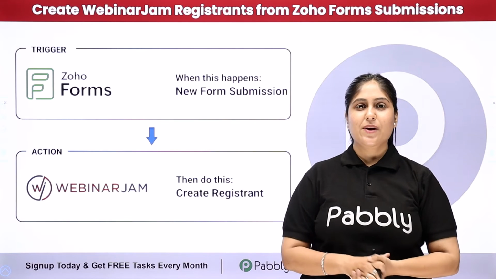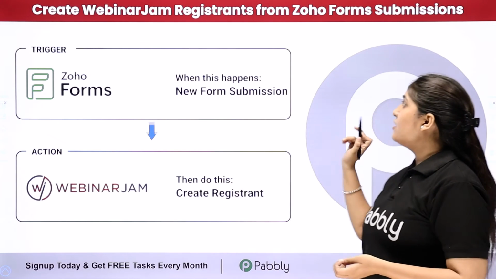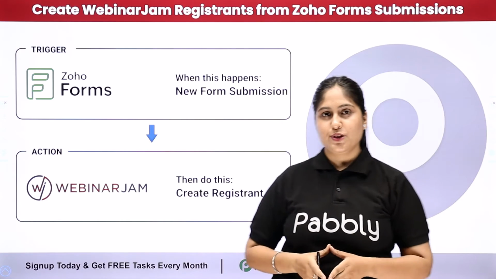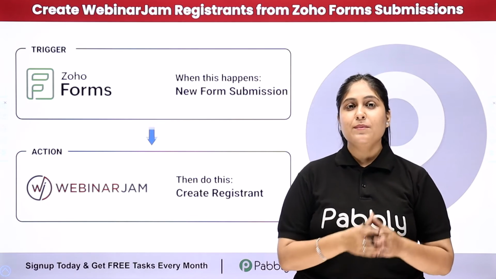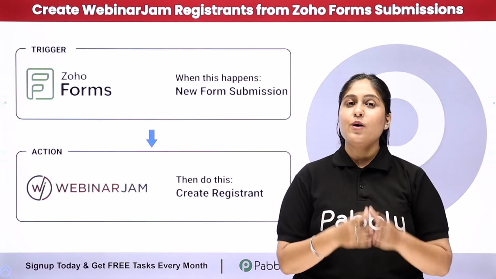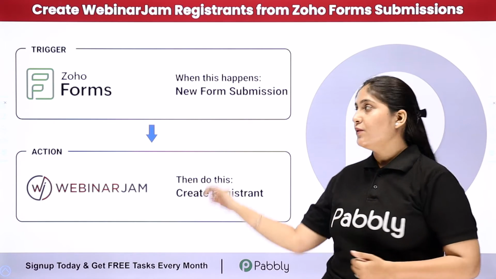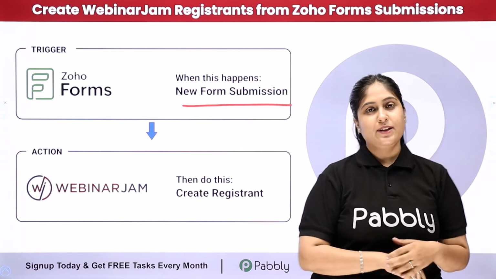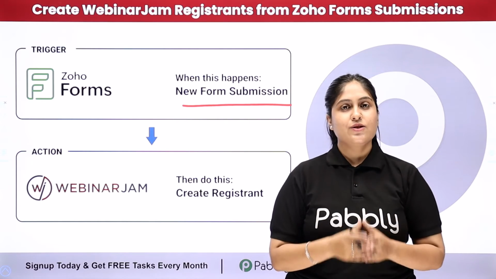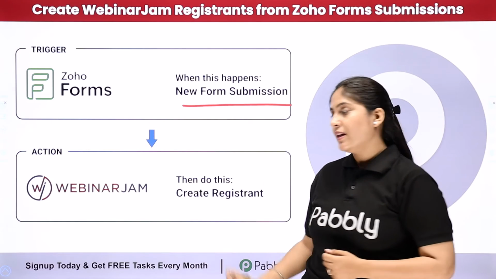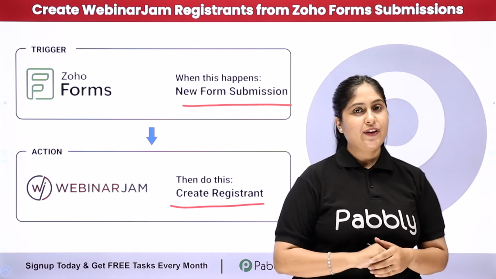In this video, we are going to understand how to create WebinarJam Registrants from Zoho Form submission. I receive a lot of form submissions through Zoho Forms, and my objective is that whenever I receive a new form submission, then automatically using the details, a new registrant should be created in my WebinarJam account under a specific webinar.